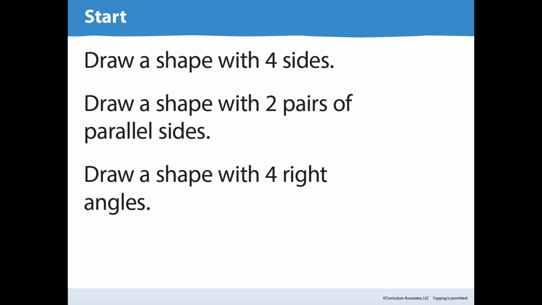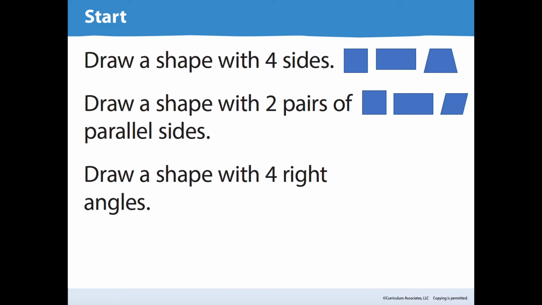So shapes with 4 sides, we have a lot of options there. It could look like this. It could look something like this. It could look something like this. And there's all sorts of different shapes that you can have drawn also, as long as it has 4 sides. A shape with 2 pairs of parallel sides. There's an option there. It could be a square like that, or a rectangle, or perhaps you drew a rhombus. And then a shape with 4 right angles. You could draw a square or a rectangle.